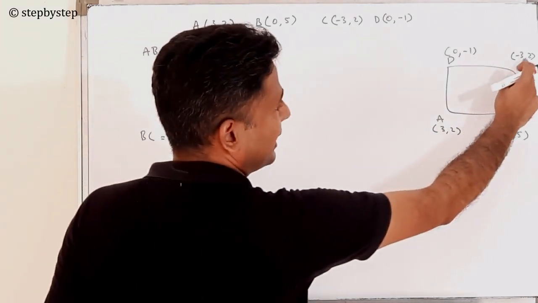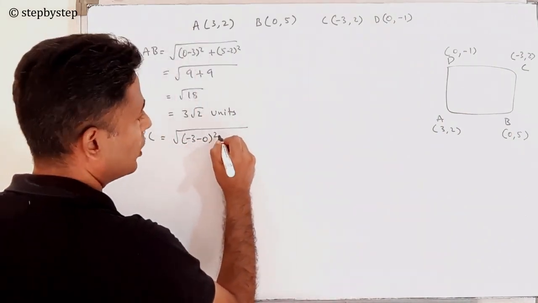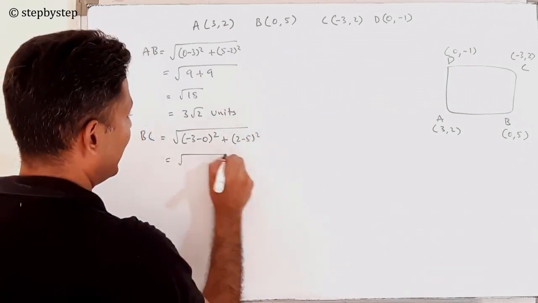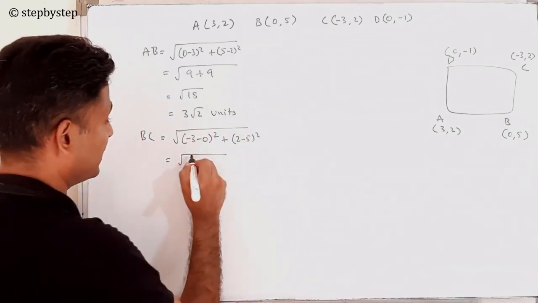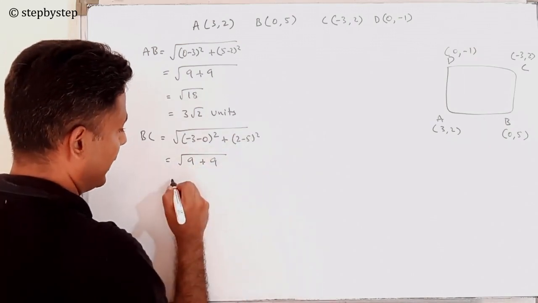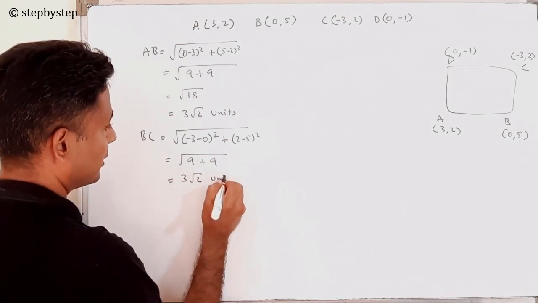I'll take this as x2, y2. So what do I get? Minus 3 minus 0 whole square plus 2 minus 5 whole square. So again I get minus 3 minus 0, minus 3 square 9, plus 2 minus 5, minus 3 square 9. So again I get root of 18 which is 3 root 2 units, right?